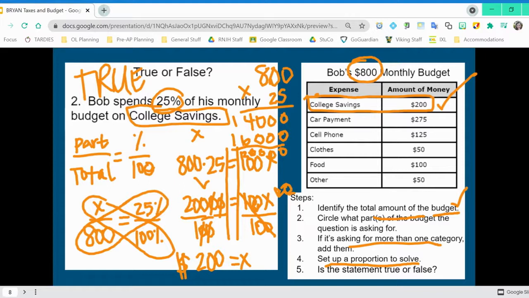And since it did match, this was true. That's important for us to know how to find that missing X, because it's not always going to give us a true or false statement that we have to verify. So we might have to actually just solve for what is 25% of his budget. And so this is how you would do it. You would set up X over his total is equal to 25 over 100. Your percentage is always going to be over 100 because, as you remember from the beginning, percent means out of 100.